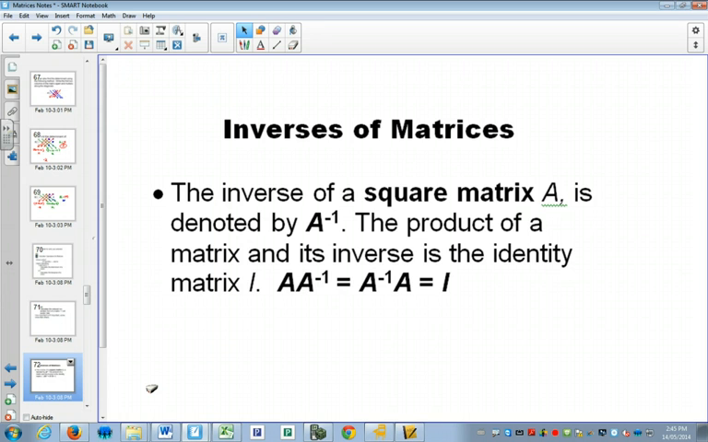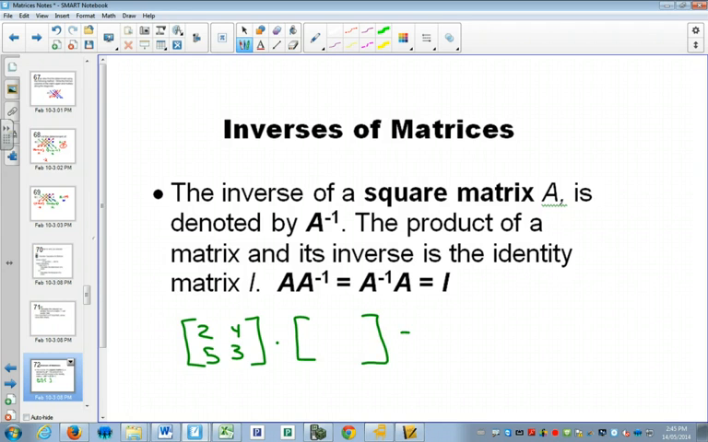Square matrices have inverses. If you can figure out what the inverse is, what you'll get is 1, or the identity. So let's put a number here, 2, 3, 4, 5. Let's see if anybody can figure out what I would have to put in here to get 1, 0, 0, 1.